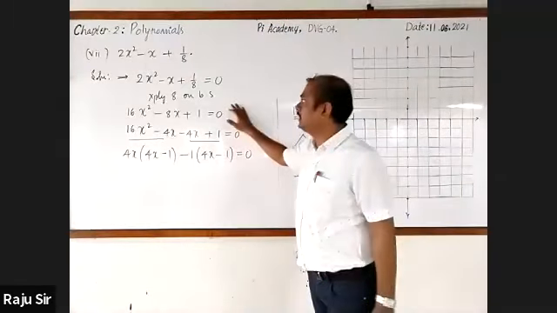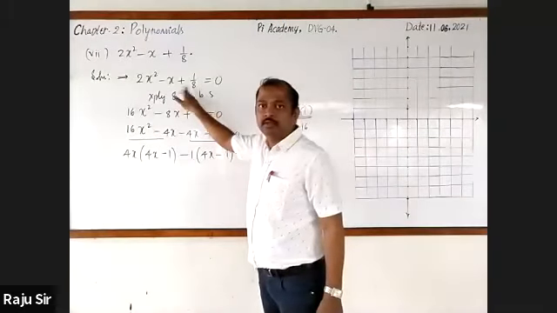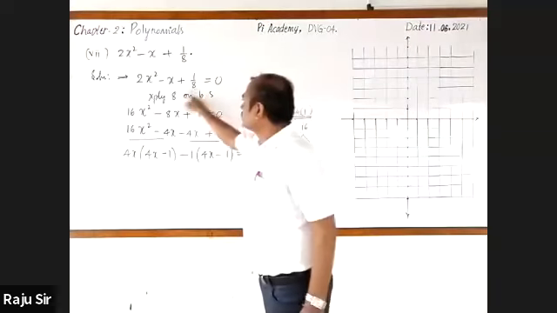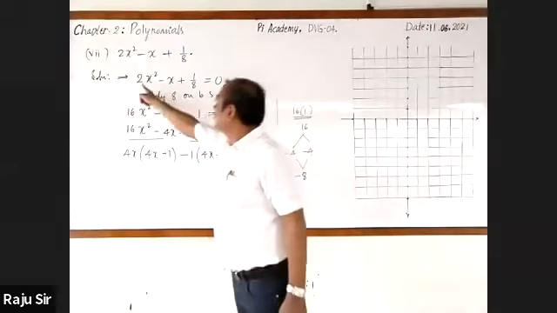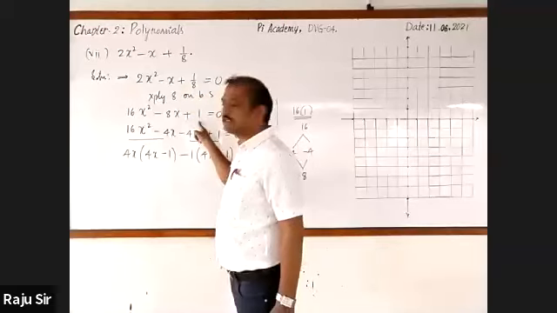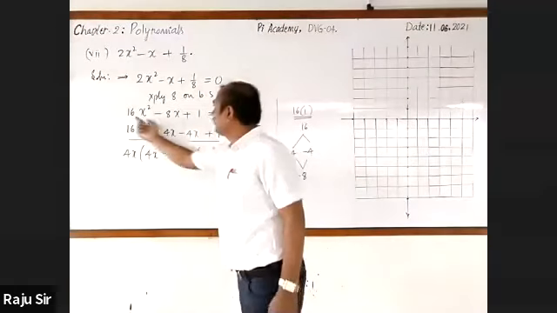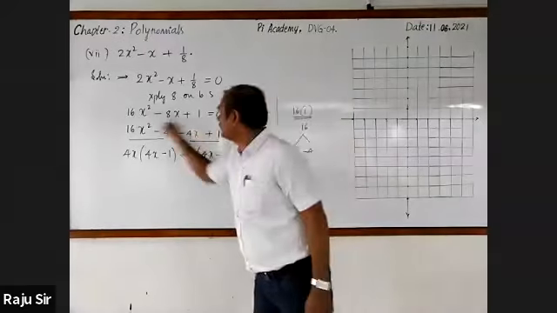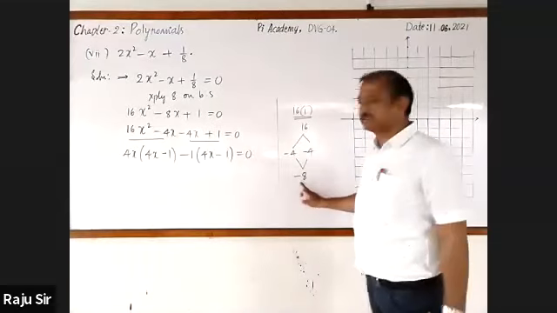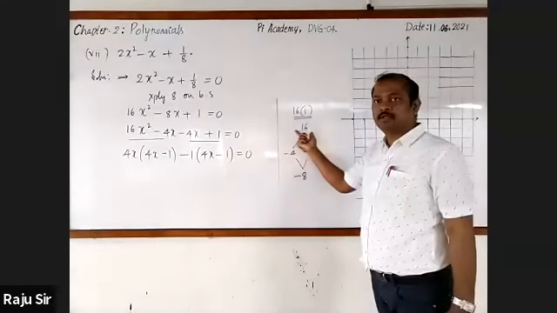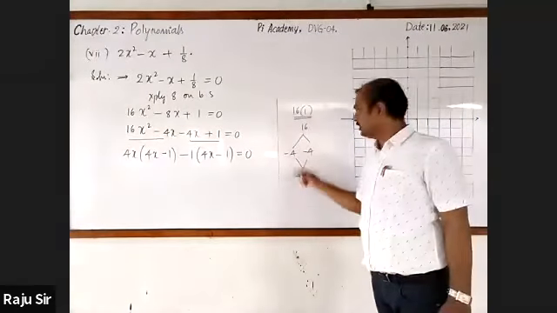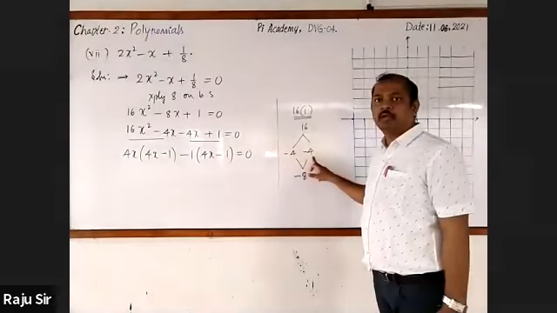Just once I repeat, here in the given statement, in the denominator, we have 8, so we have multiplied 8 on either side. 8 2s are 16. 8 1s are 8. 8 into 1 by 8 is 1, because 8 and 8 get cancelled. Next, you take the first and last term, that is 16 and 1. You multiply, you will get 16. And the middle term is minus 8. We have to find the factors of 16 such that when you multiply, you get 16, and when you simplify, you must get minus 8. Such factors are minus 4 and minus 4.